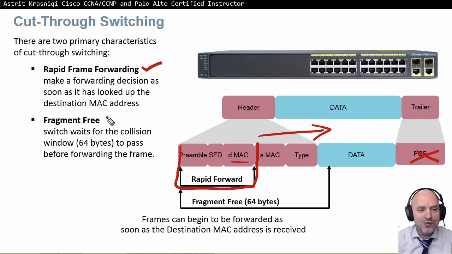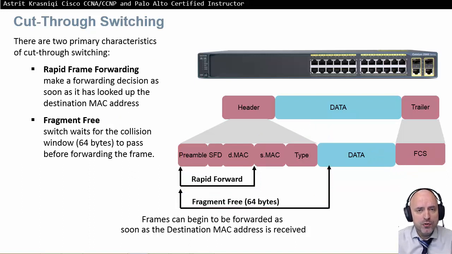Another type of cut-through is fragment free. It checks the first 64 bytes, making sure the frame hasn't been fragmented. If the frame hasn't been fragmented, then we can forward it. Again, we're not checking the frame check sequence because we just want speed. So the cut-through switches could be forwarding corrupted frames, while store and forward doesn't forward corrupt frames. Now, both have advantages and disadvantages.